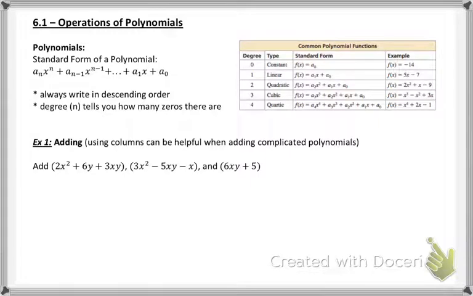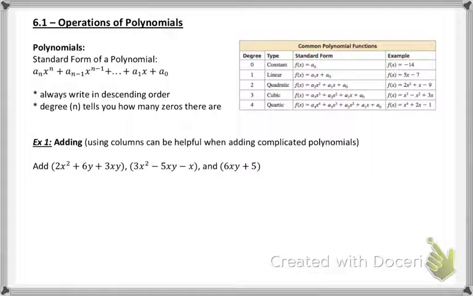Hey guys, so in the first half of the year we spent a lot of time looking at linear functions, when the degree of x is raised to the first power, and we also spent a lot of time looking at quadratic functions, so y equals ax squared plus bx plus c, when the degree of x is raised to the second power. So in this unit we're going to start looking at polynomials, where we have degrees raised to the third power, a cubic function, the fourth power, a quartic function.